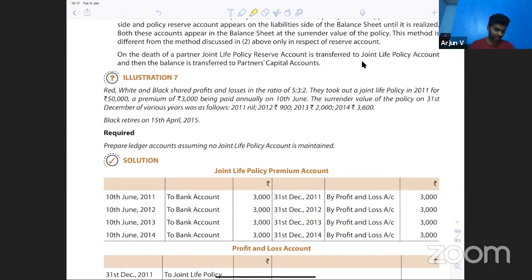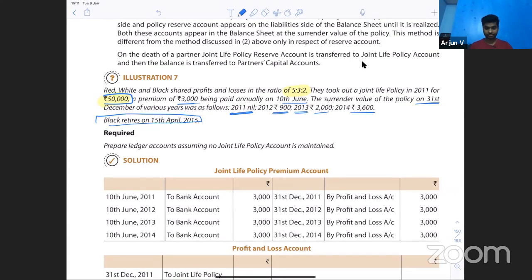Red, White and Black share profits and losses in the ratio 5:3:2. They took a joint life policy of 50,000. So the entire policy of the firm is what? 50,000. A premium of 3,000 is paid annually on 10th June. Now see here, Black retires on 15th April 2015. The surrender value of the policy on 31st December of every year was, 2011 nil, 900, 2013, 14, 15, right?